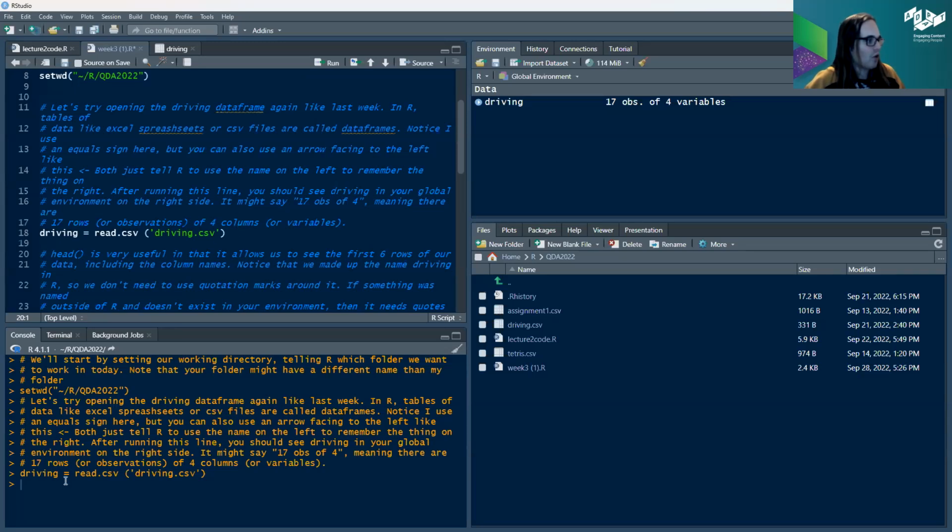It's also just going to throw all of the comments above that in there, but R just skips any comment. So anything that starts with that hashtag, it's ignoring anyway, so it doesn't even do anything for all those. Then it runs that driving equals read.csv.